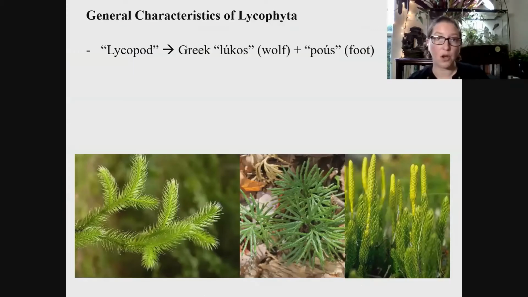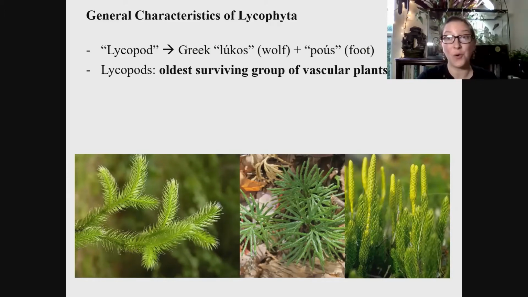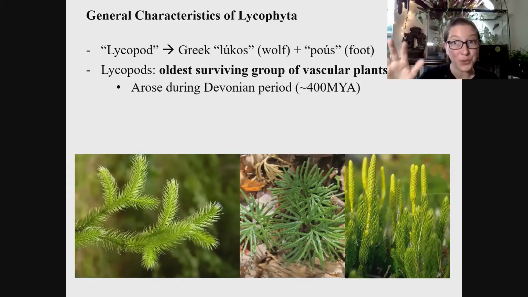And the reason lycopods are called lycopods is because whoever discovered them originally thought that they looked like a wolf's foot. So lyco comes from leukos, which is Greek for wolf, and then pod comes from pous, which means foot. So whoever first described these was like, this looks like a wolf's foot.